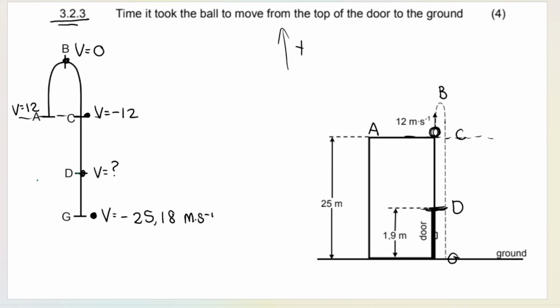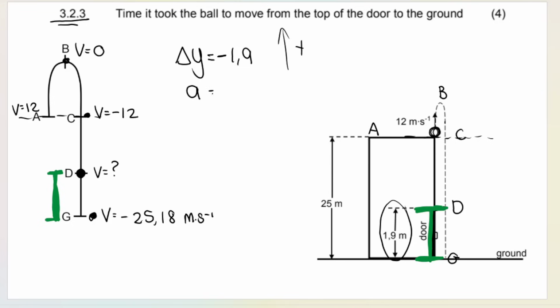So if I'm looking for the time it took for the ball to move from the top of the door to the ground, I think it makes sense to work with this piece of the motion. Just that little piece over there, from D to G. What's nice about that piece of the motion is that we know delta y. So we know the displacement for that piece of the motion. How far is it from the top of the door to the ground? They tell you on your diagram: 1.9 meters downwards. And remember, we chose up as positive, so it's going to be a negative 1.9 meters.